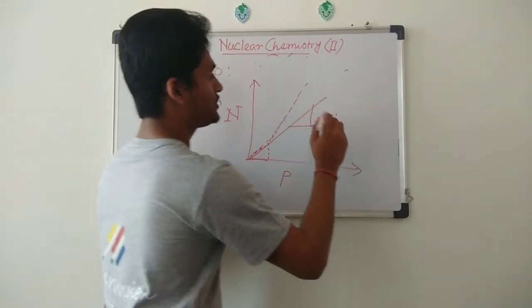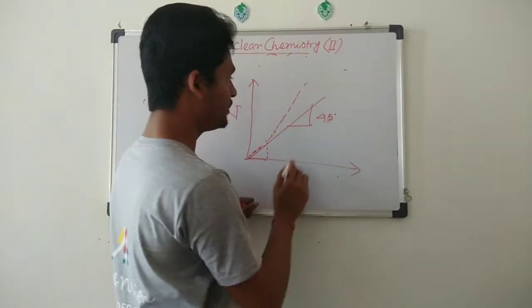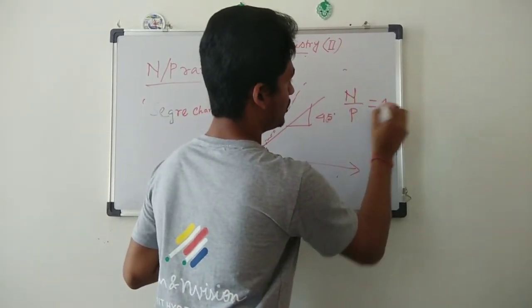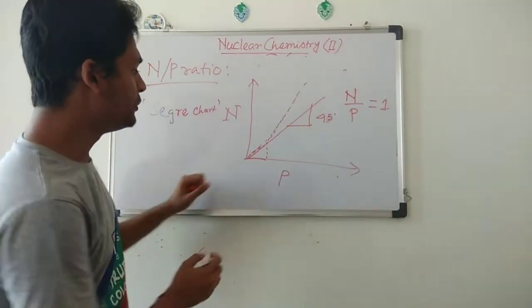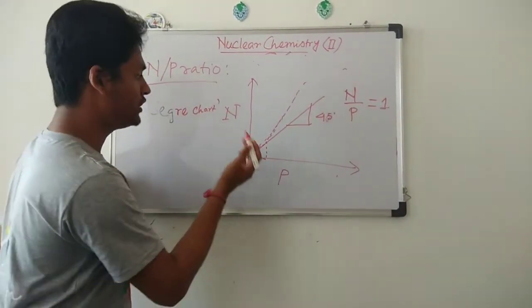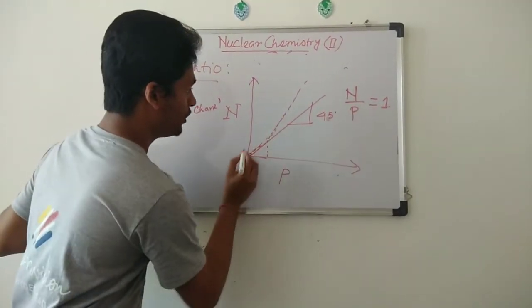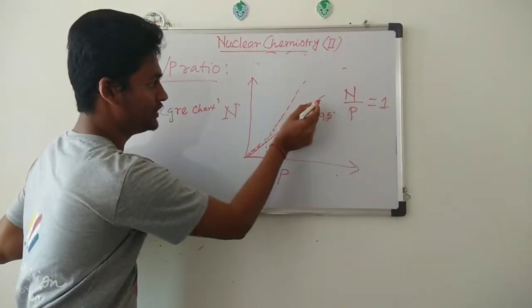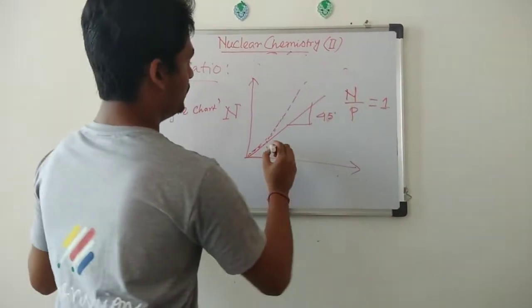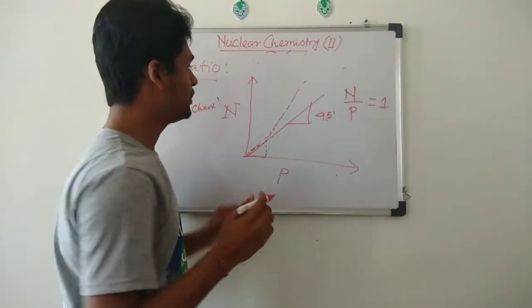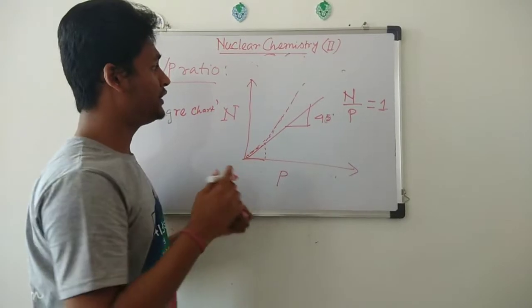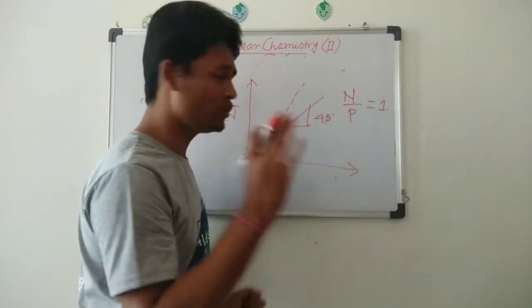If a straight line of N by P is giving a 45 degree line, that means N by P is 1. So in the low atomic number region, the N by P ratio is 1, and that's why it is following this straight line. But after a certain atomic number, it is not exactly giving N by P as 1, but rather slightly less than 1.